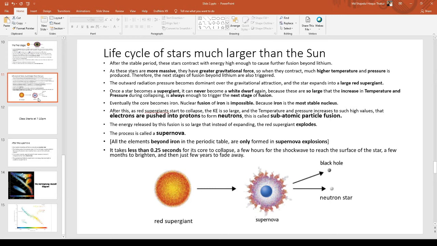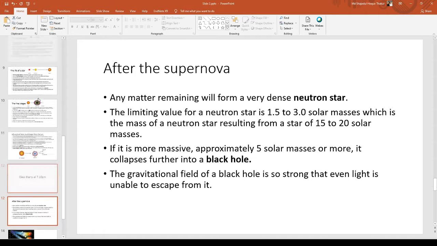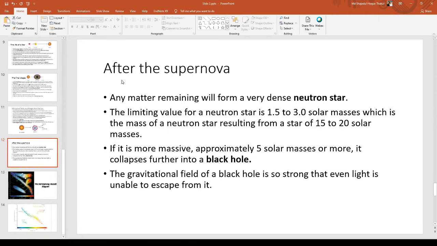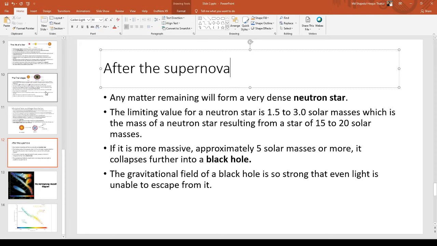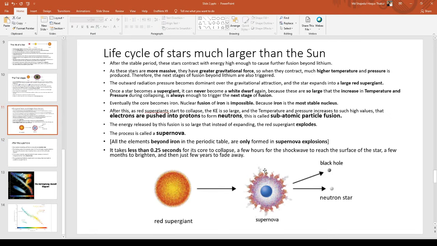Okay, and what happens after the supernova? That's what we will study in today's class. What happens after the supernova? Now understand what happens when a star actually explodes. Supernova only occurs from a supergiant, right? Specifically a red supergiant. So a supernova must occur from a red supergiant.